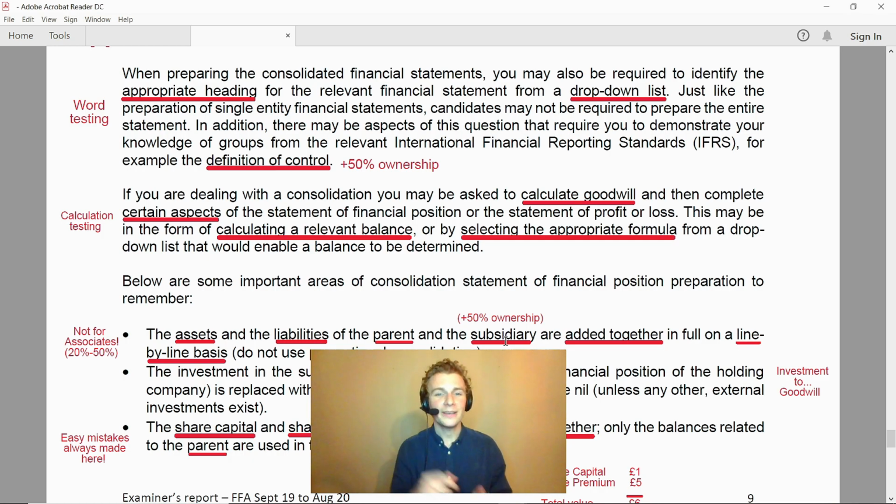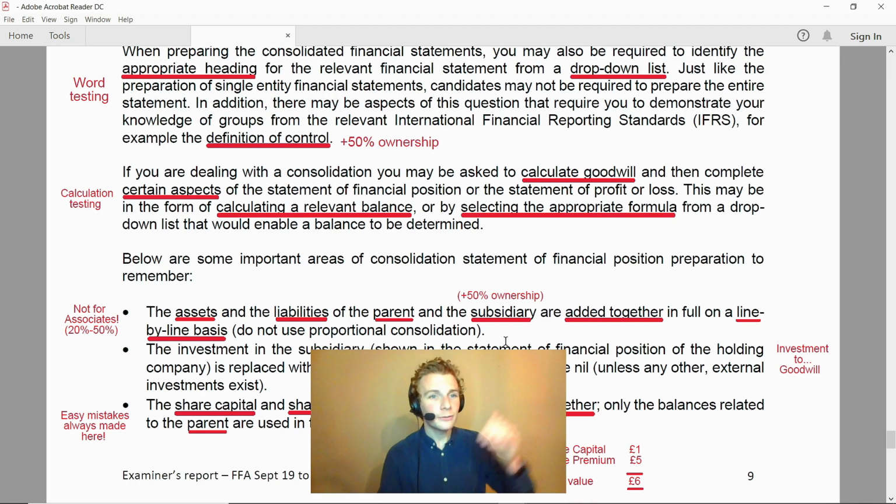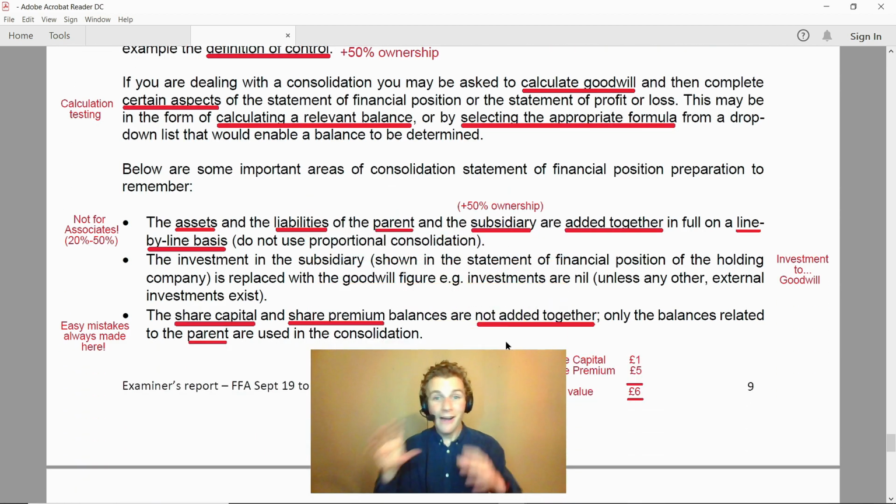But they've also hinted at the IFRS definition of control. So if you own over 50% of a company, you become the parent, you have control of the business itself. If you own 50% of the ownership, you have that control that you can make decisions that influence the business's activities. So going on further down now, this all relates to consolidated financial statements, so other areas that you could be tested on.